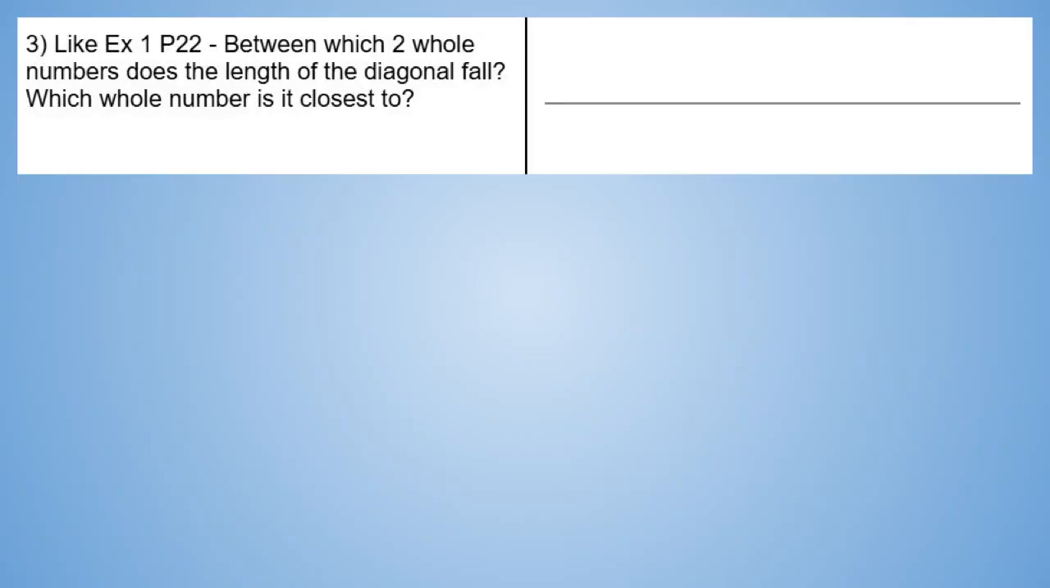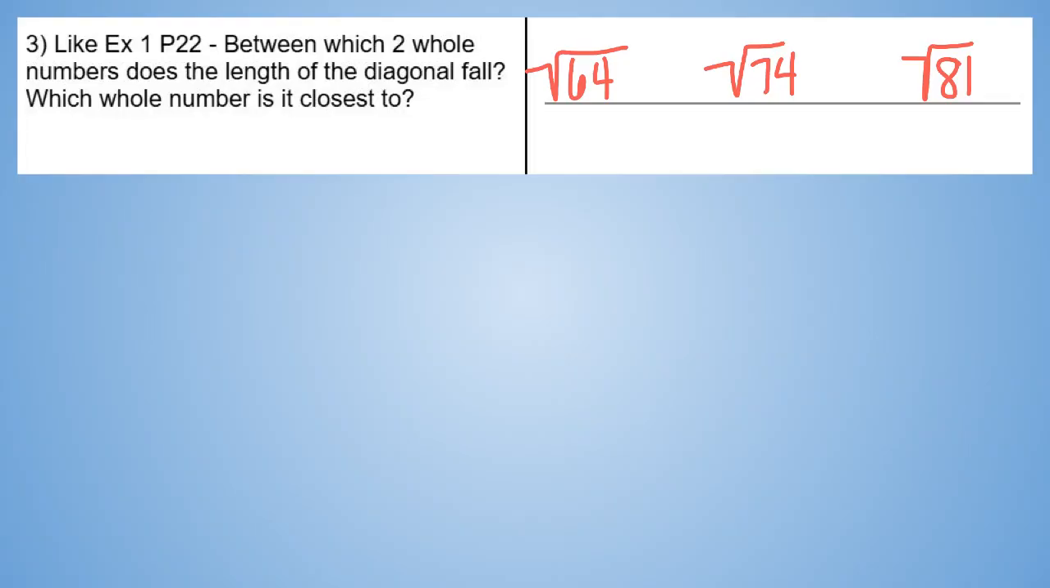All right, I'm going to give you a minute to go back to page 22, example number 1. Between which two whole numbers did the length of the diagonal fall? Which whole number is it closest to? All right, so we have the square root of 74. That is not on your perfect square list, but it is between 64 and 81.